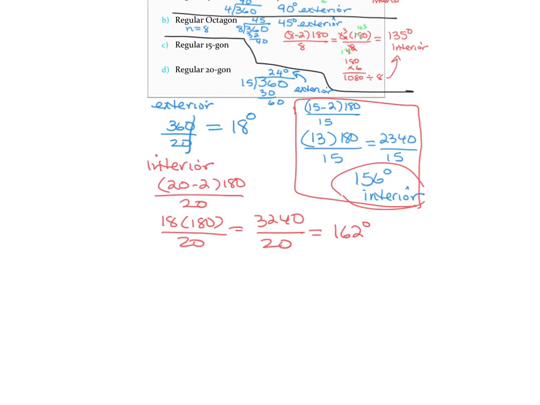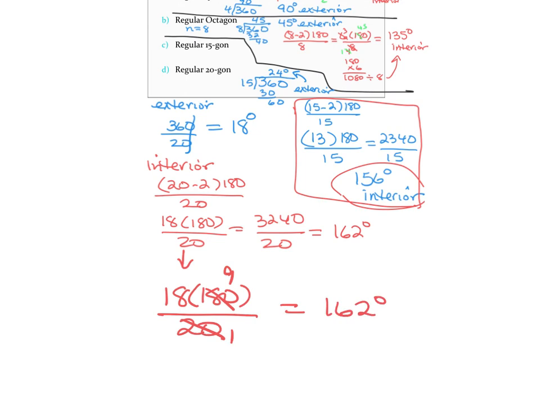Now, I could have simplified just to show you if you're not ever using a calculator. Let's say this is an SAT and you can't use calculators. You could simplify things, like 20 goes into 180 9 times, and then I'm just left with multiplying 18 times 9. And I can still get the 162. So you can choose whichever number you want to simplify with, especially if you're not using a calculator.